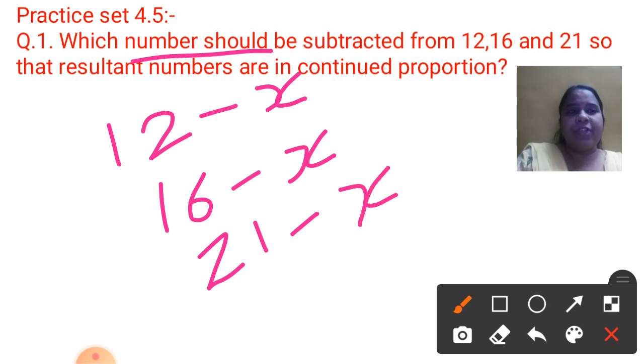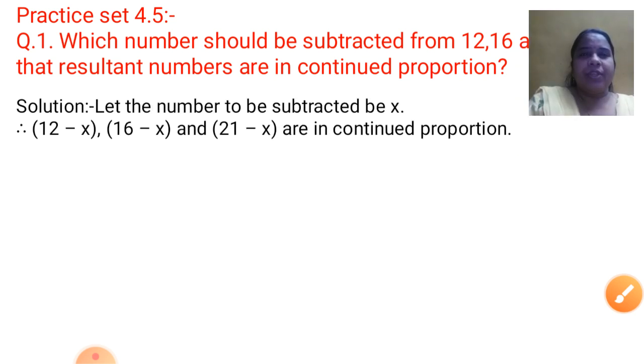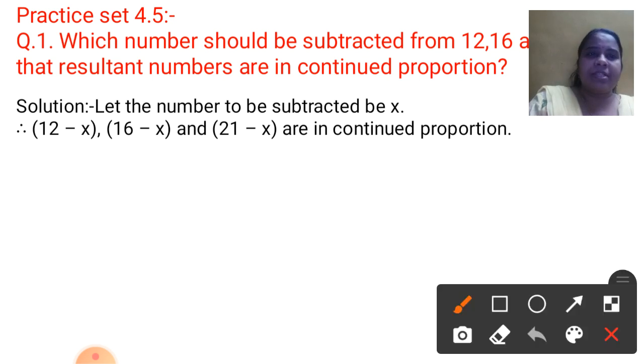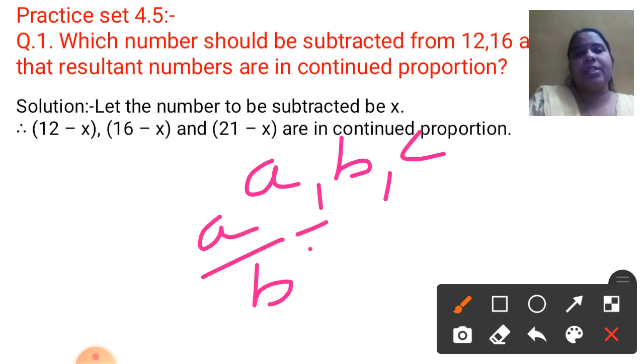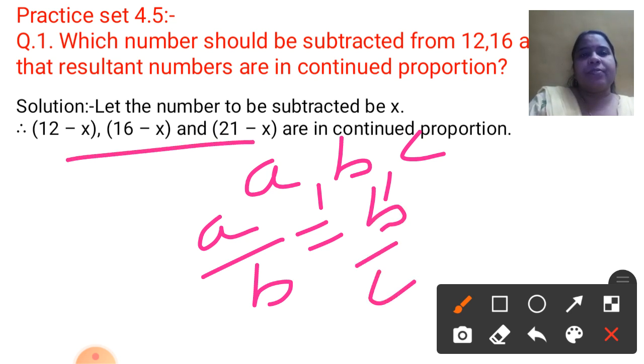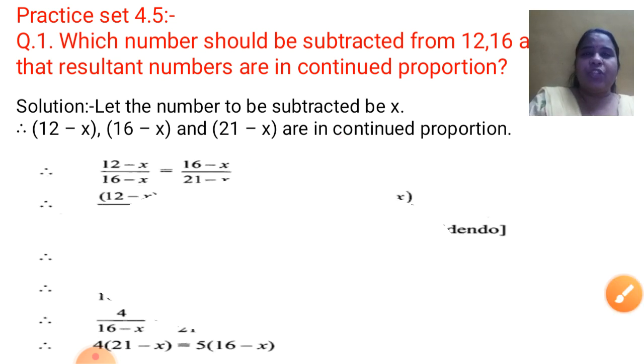So this is my first step. Let the number to be subtracted be x. Therefore, 12 minus x, 16 minus x and 21 minus x are in continued proportion. After this, what to do? Suppose I have three numbers A, B and C in continued proportion. What are you going to write? A upon B is equal to B upon C. Same thing I will do for these three numbers, which are in continued proportion.